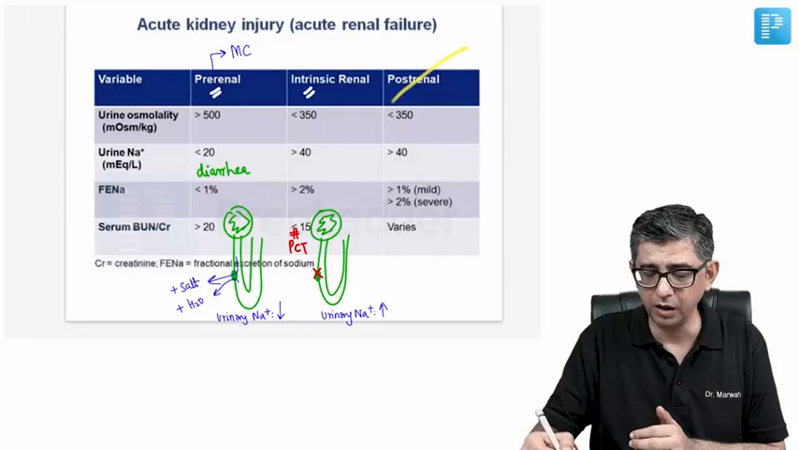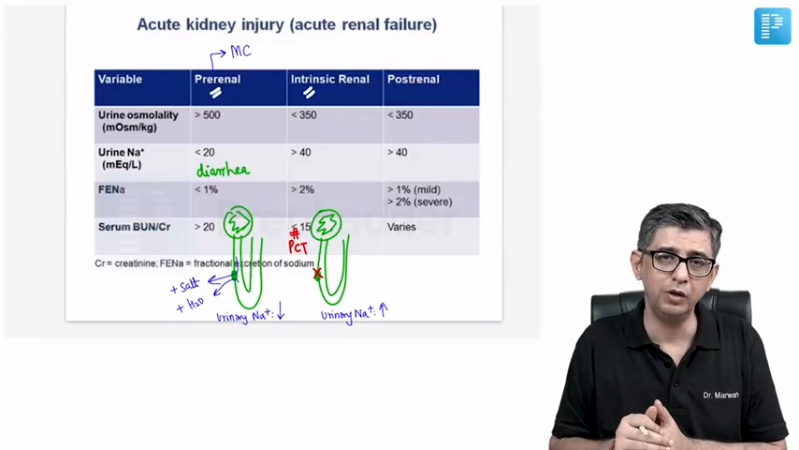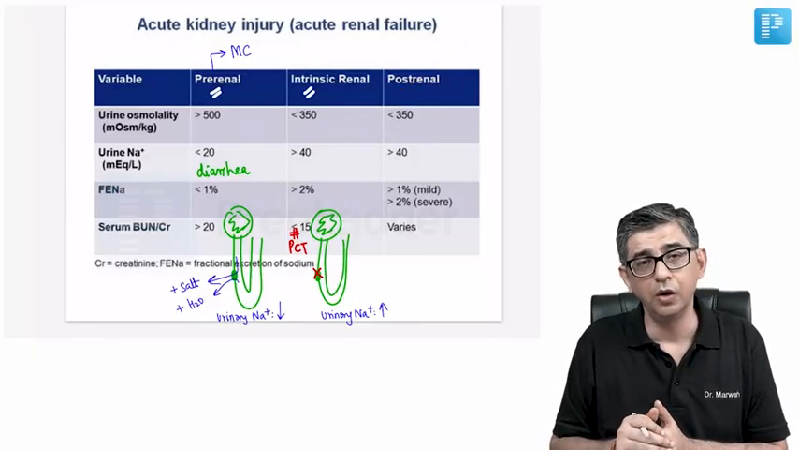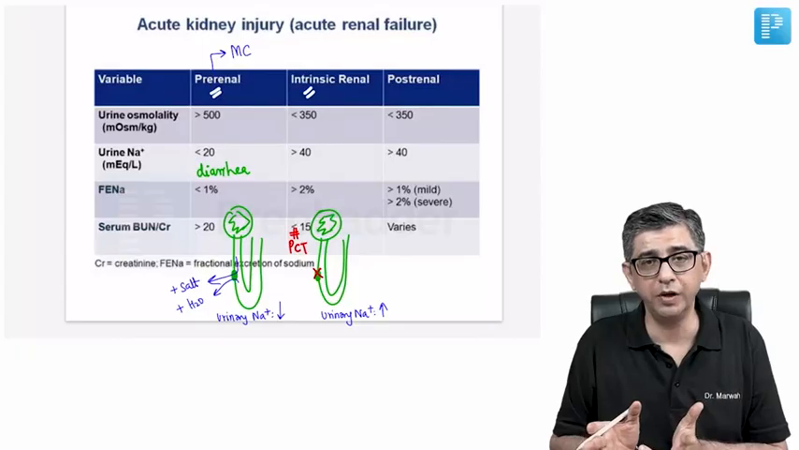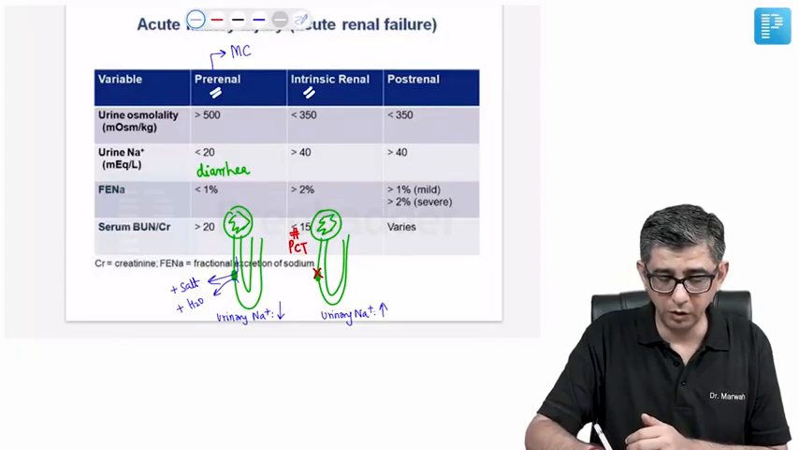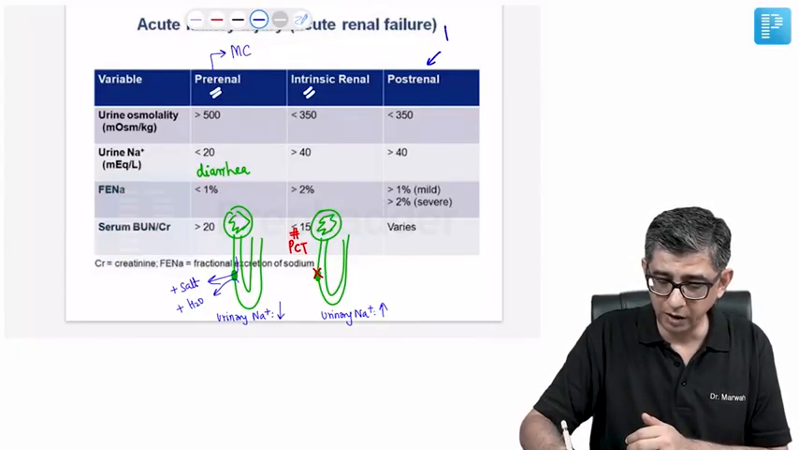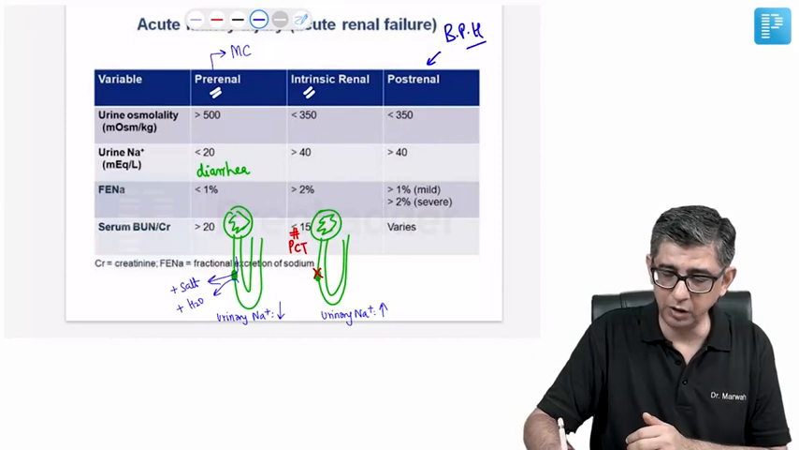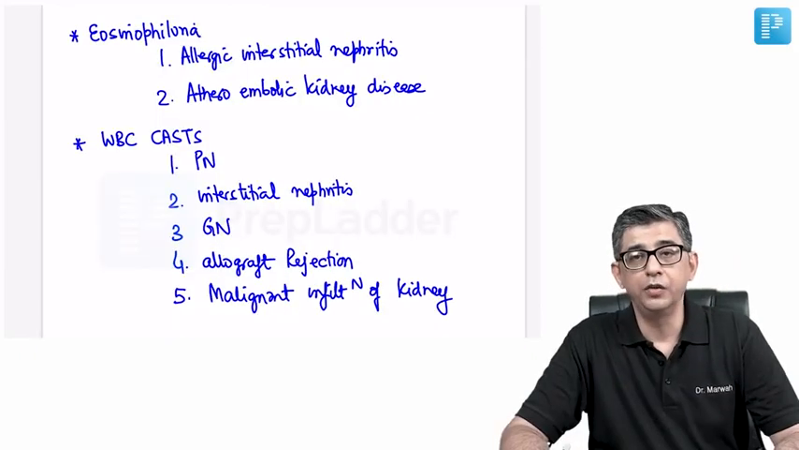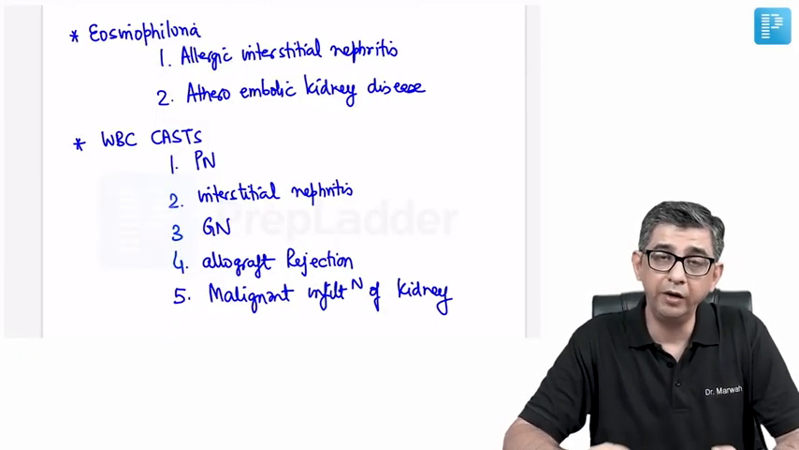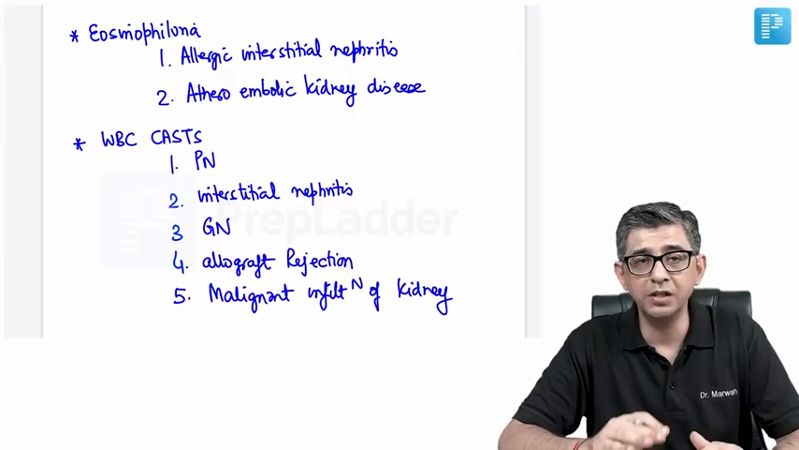Plus for the post-renal variety, I can anyway do an ultrasound, because most of the time it's going to be either stones or it could be benign prostatic hyperplasia. BPH is one of the important causes of why a person can land up in the post-renal variety of acute kidney injury. On the subsequent slide, I'm giving you some hints which would help you crack those long stem questions.